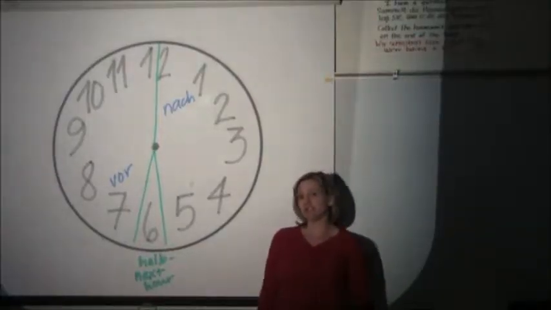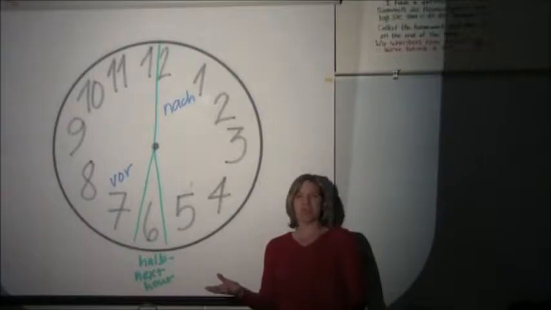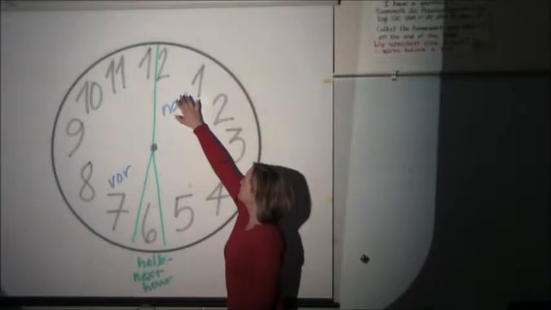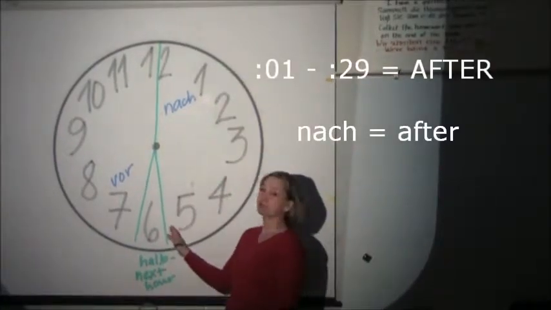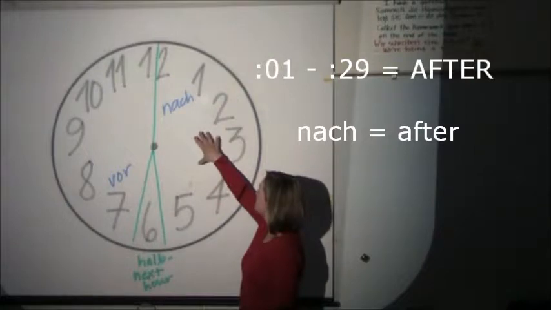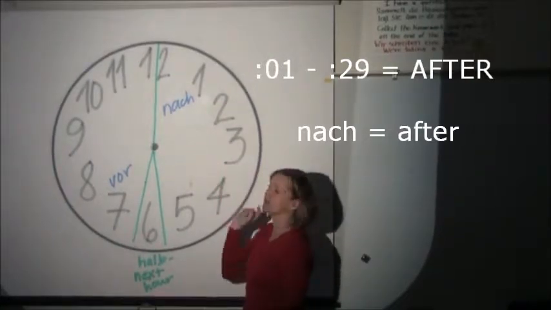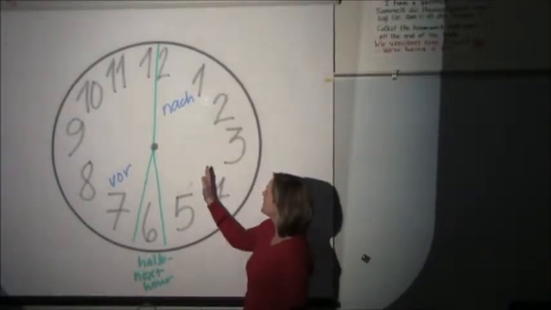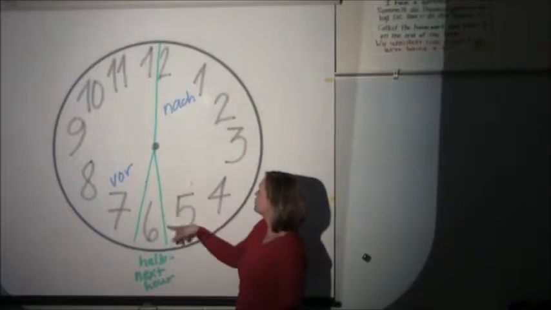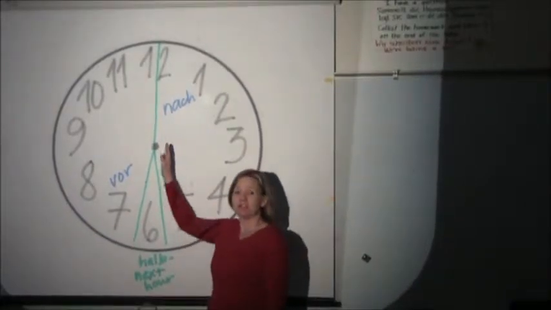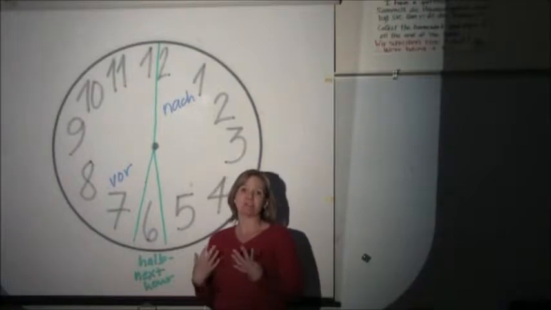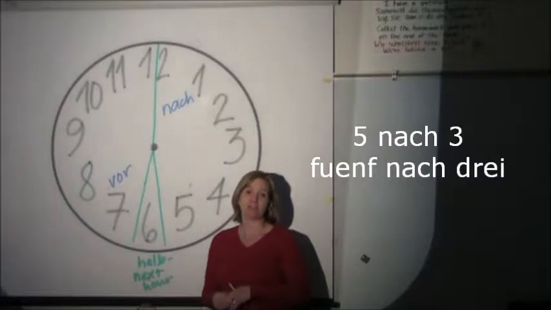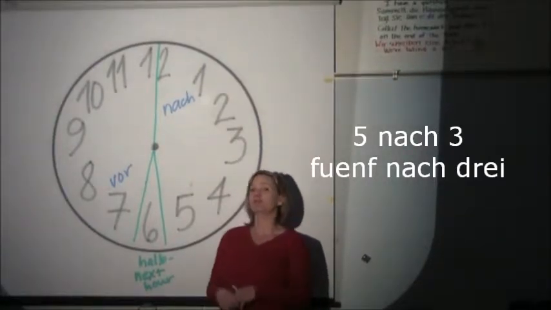The next big thing you need to know is how to say the word after and the word before. So when I look at this clock, anything from the 12 to basically 29, this is all considered after the hour. And the word in German that we will use for after is nach, nach. So what I'll say is, if something is 3:05, I'll say it's 5 past the hour. So 5 past 3 is what I would say in English. In German, I'd say 5 nach 3, 5 after 3.